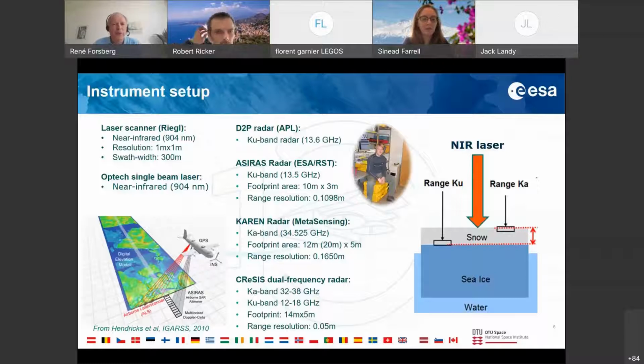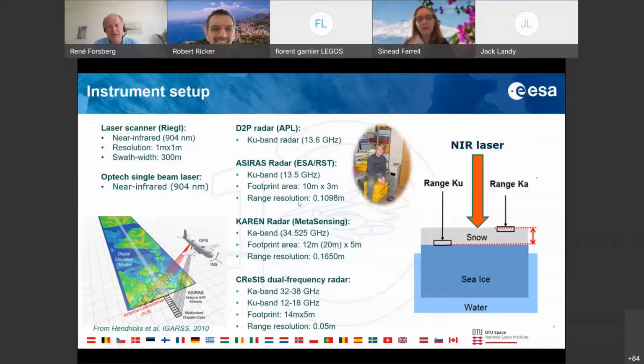So the instruments we have flown over the years, the workhorse has really been a laser scanner, a commercial laser scanner from Riegl, near infrared, 1x1 resolution, typically about 300 meters swath width. Depends a little bit on your flight height. You can go up to 500 meters. And it's a near infrared beam. Then we had the original APL radar, which is a Ku band radar, then the Cirrus radar, which is now sort of retired. The company has gone bankrupt, but it still sits in our basement.